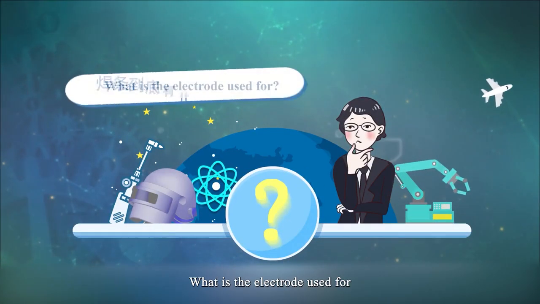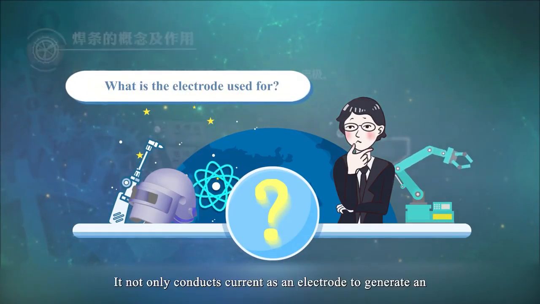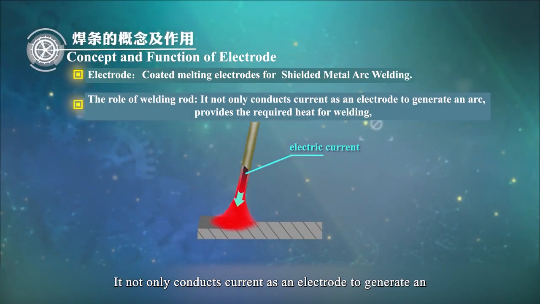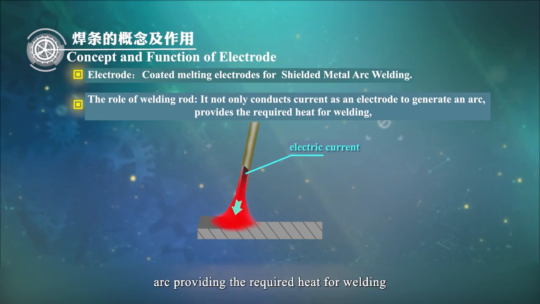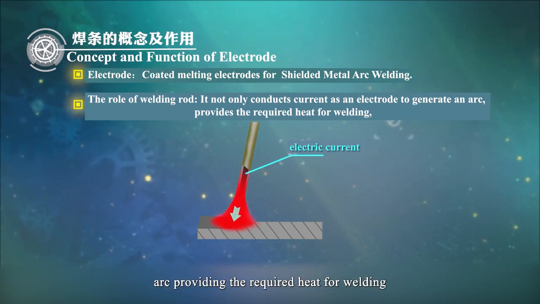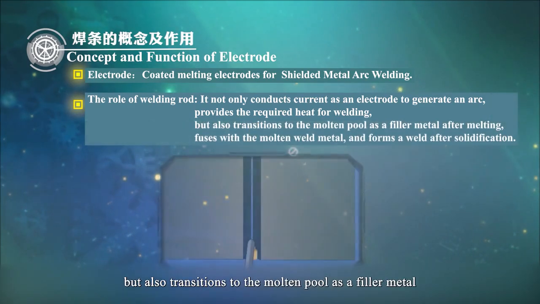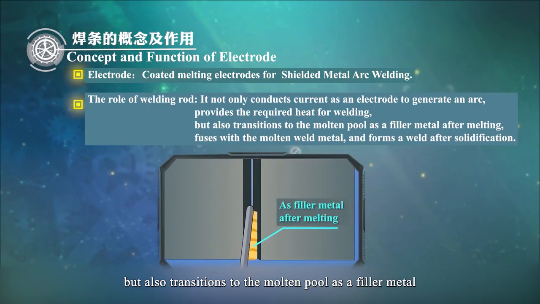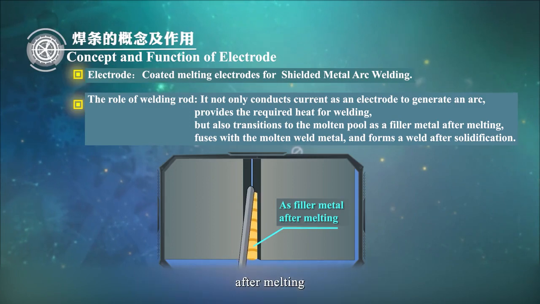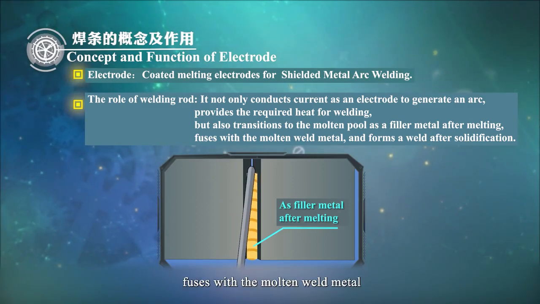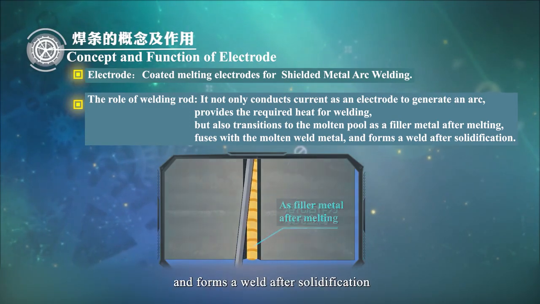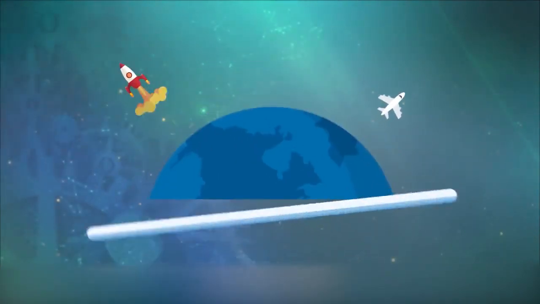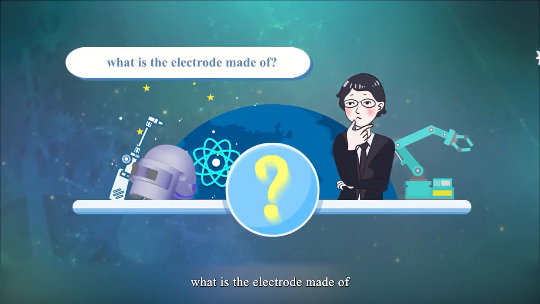What is the electrode used for? It not only conducts current as an electrode to generate an arc, providing the required heat for welding, but also transitions to the molten pool as a filler metal after melting, fuses with the molten weld metal, and forms a weld after solidification. So, what is the electrode made of?